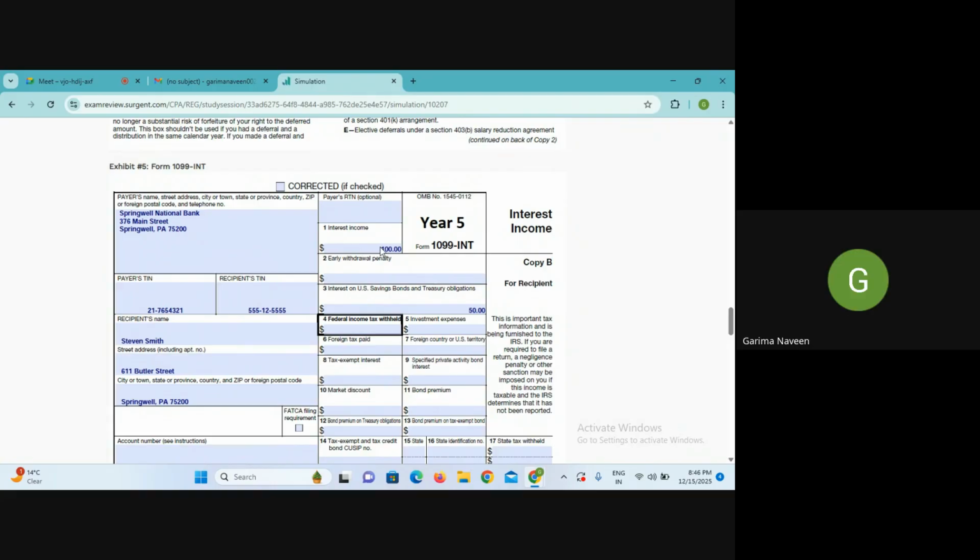Ma'am, can you share a screenshot on the WhatsApp group? Because my screen is going blank in between, so I'm not able to see anything.